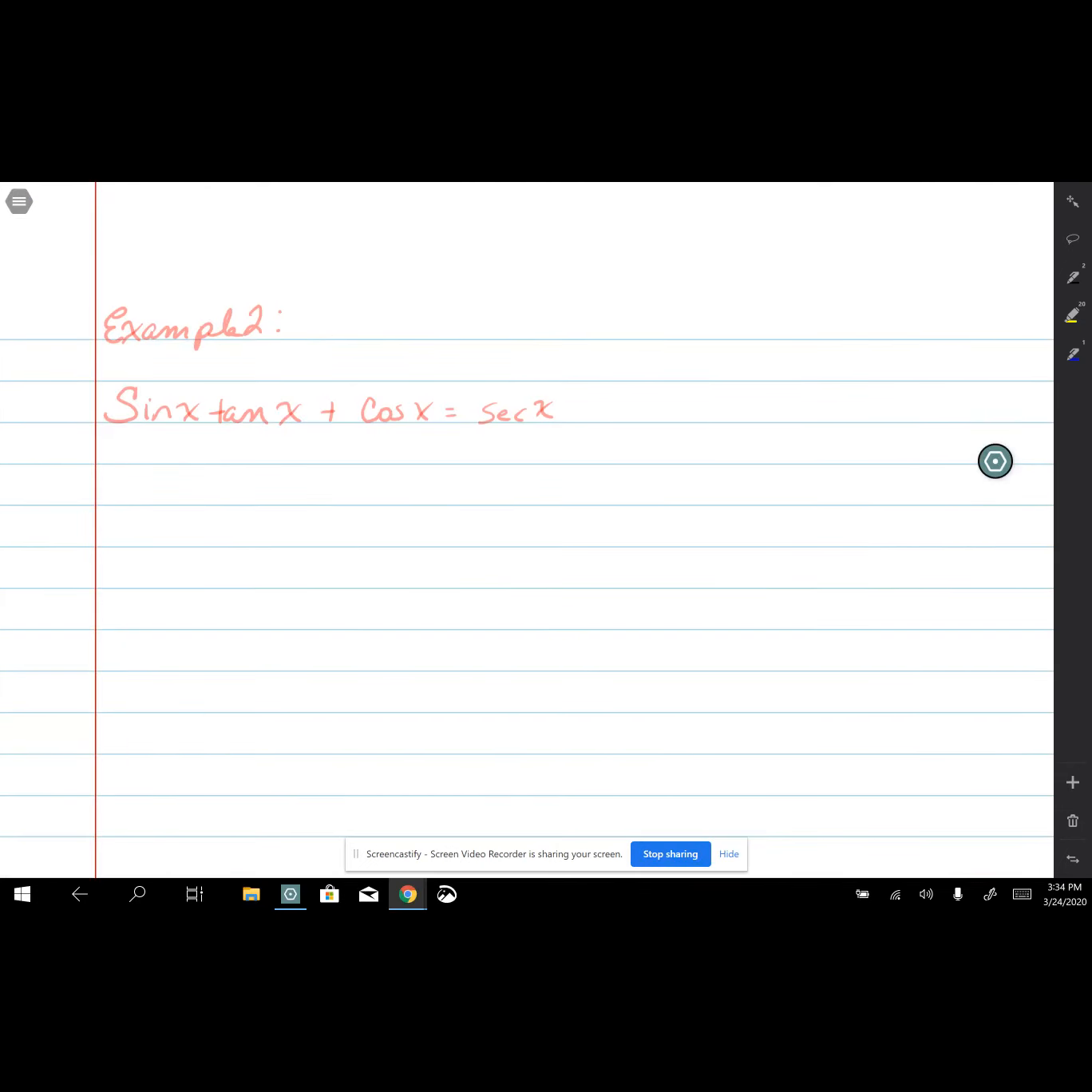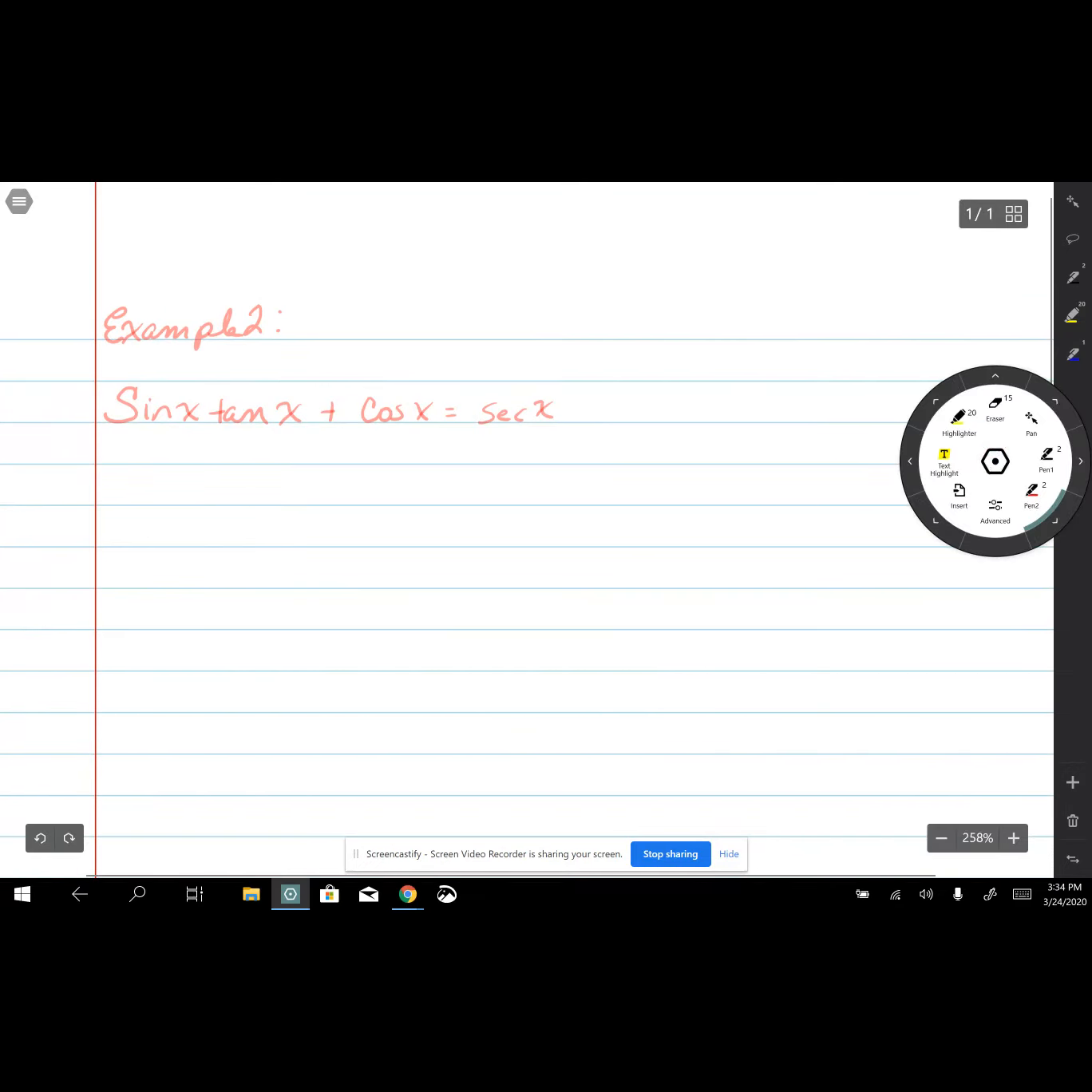All right, welcome back. We are now moving on to example 2. All right, so again, we're looking at this. We have all this stuff on the left-hand side and this one little bitty thing on the right-hand side. So obviously we are not going to touch the right-hand side. We are going to do exactly like we did in the last videos. We're going to turn the left-hand side into the smaller side.